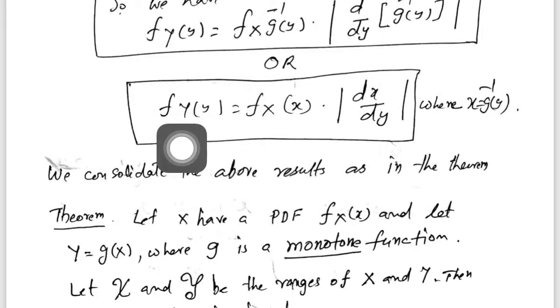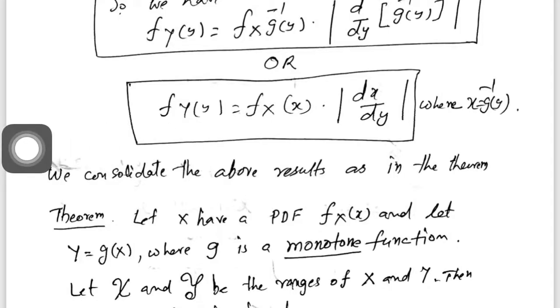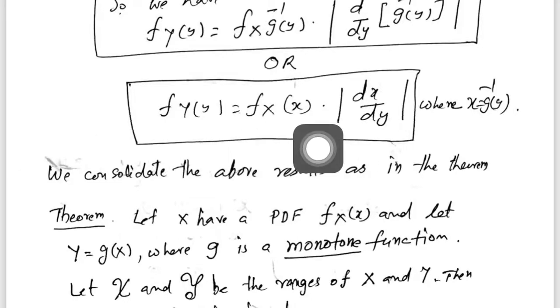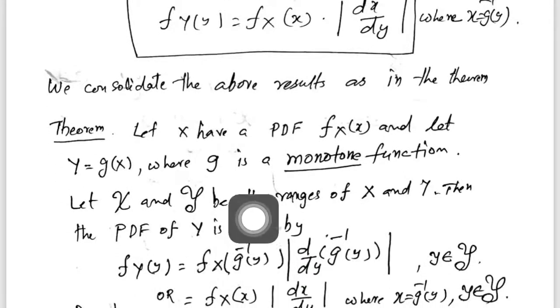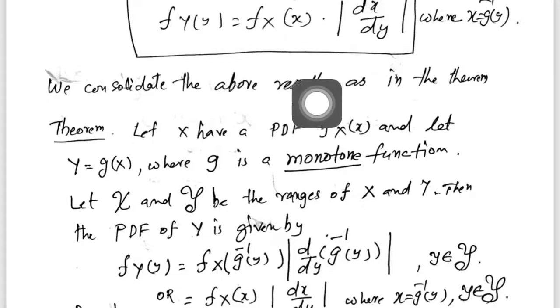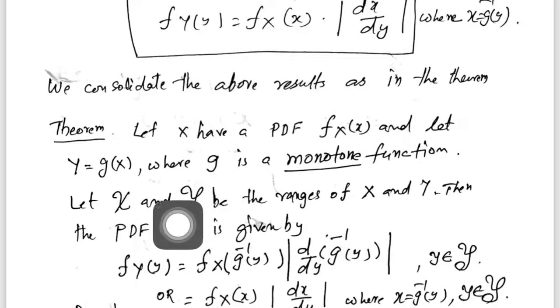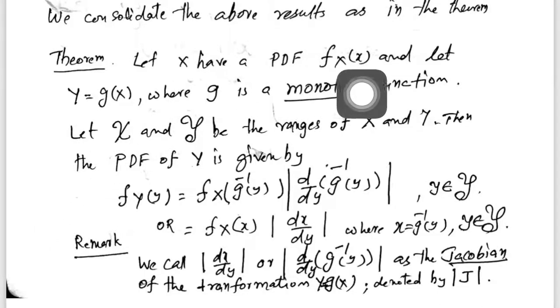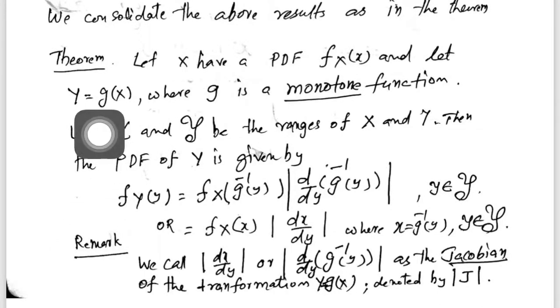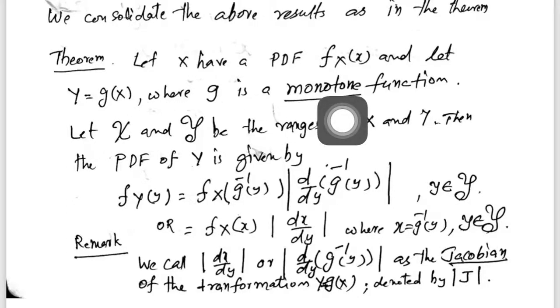If y equal to g of x is either increasing or decreasing, that means if g of x is a monotone function, you can use this formula. Okay, now you can consolidate these two results in this theorem, which is very simple. Let x have a pdf fx and let y is equal to g of x be a monotone function, meaning either strictly increasing or strictly decreasing.